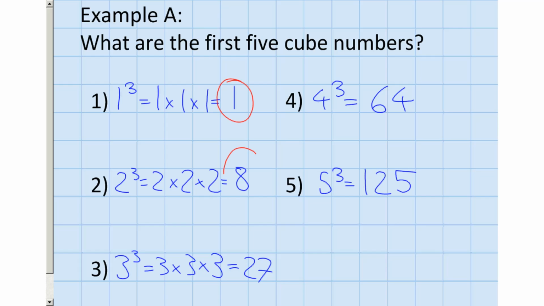So these are the numbers we need to be able to see and recognise as cube numbers: 1, 8, 27, 64 and 125. Interesting to note that 1 is both a square and a cube number, as is 64. 64 is 8 squared and it's also 4 cubed.